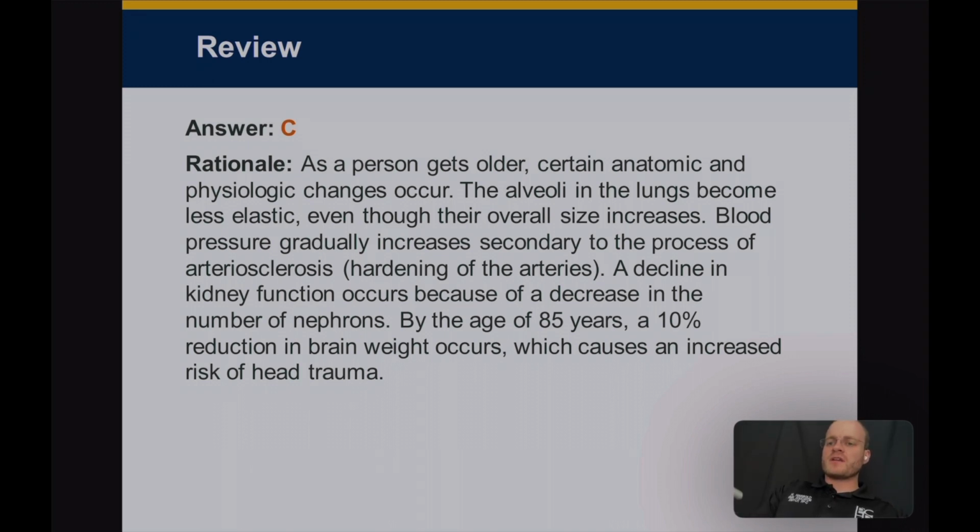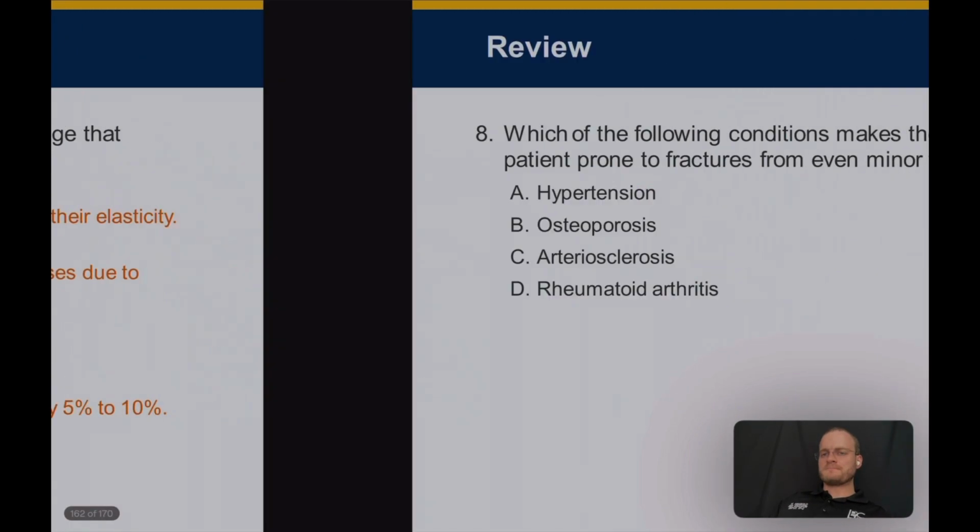And this is what I was saying. By the age of 85, a 10% reduction in brain weight occurs. So your brain shrinks by 10% by weight.